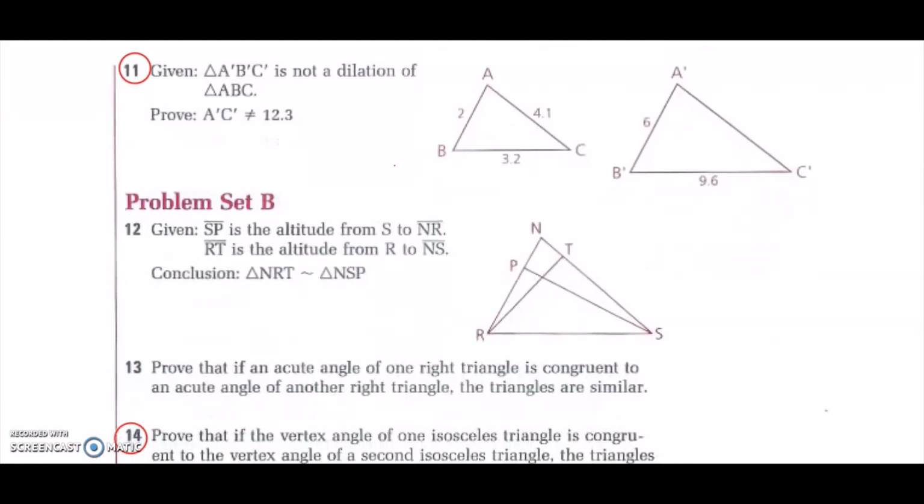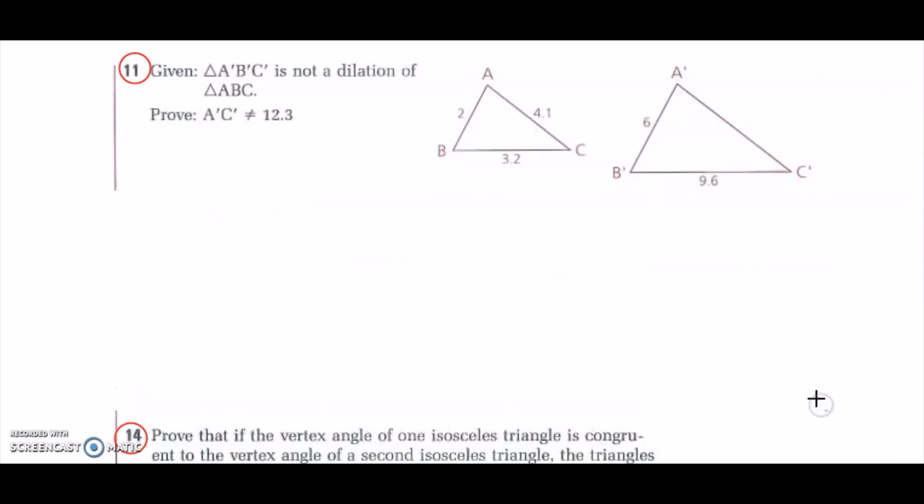In number 11, this is an indirect proof. So remember, in indirect proof, we always start with the opposite of what we're trying to prove. So either A prime C prime is 12.3, or it is not 12.3. We always start with the opposite of what we want to prove. So I will begin by assuming that A prime C prime is 12.3.